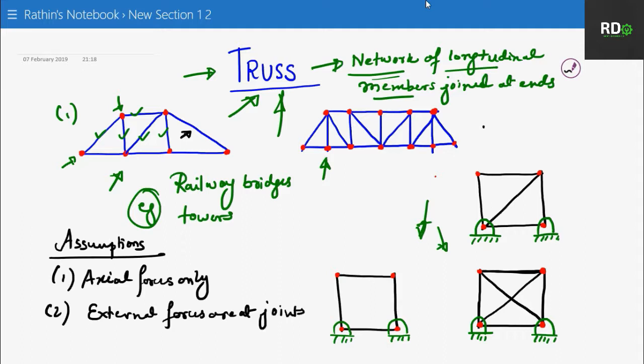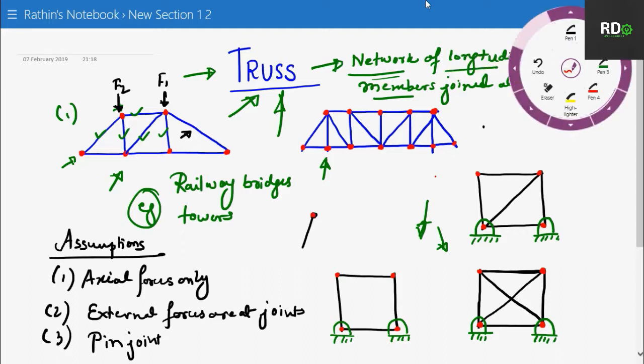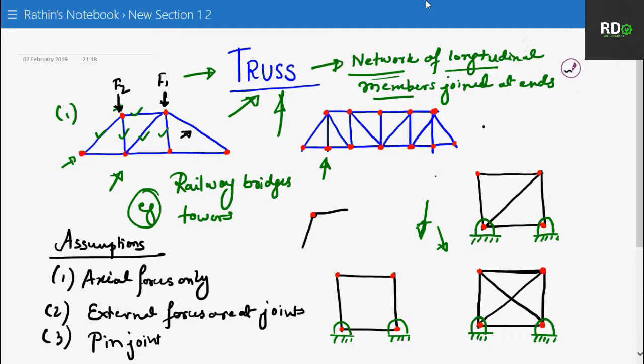So the red dots that I have shown are the joints. At these points, there can be some external forces, say F1, and here say F2. And the third and last assumption is each joint is a pin joint. It means if this is a member, and this is a joint, and again this is a member, this is a pin joint, which means it can rotate.